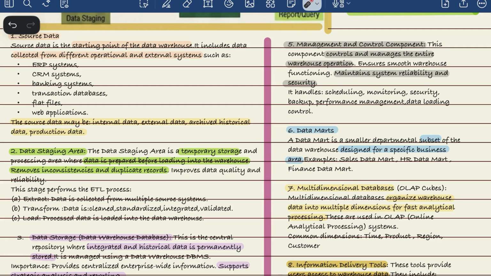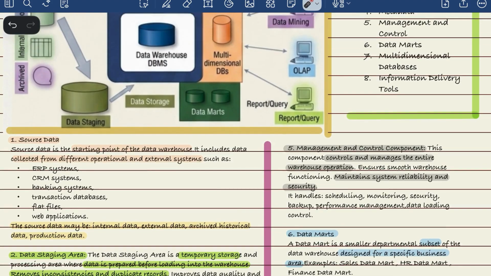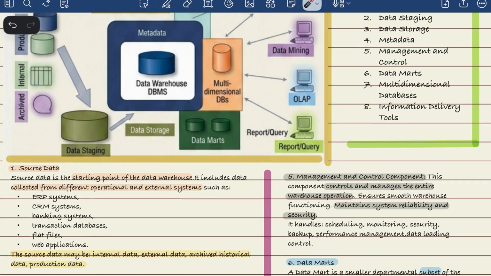Okay, so what is happening? We are extracting the data and preparing it to load into the data warehouse by removing the inconsistency and duplicate records. So basically we are transforming it. We are scrubbing the data, removing the duplicates, fixing all the things, and then we are loading it into the main vault. We are loading it into the data storage area. That is the third component of data warehouse architecture, the data storage area.